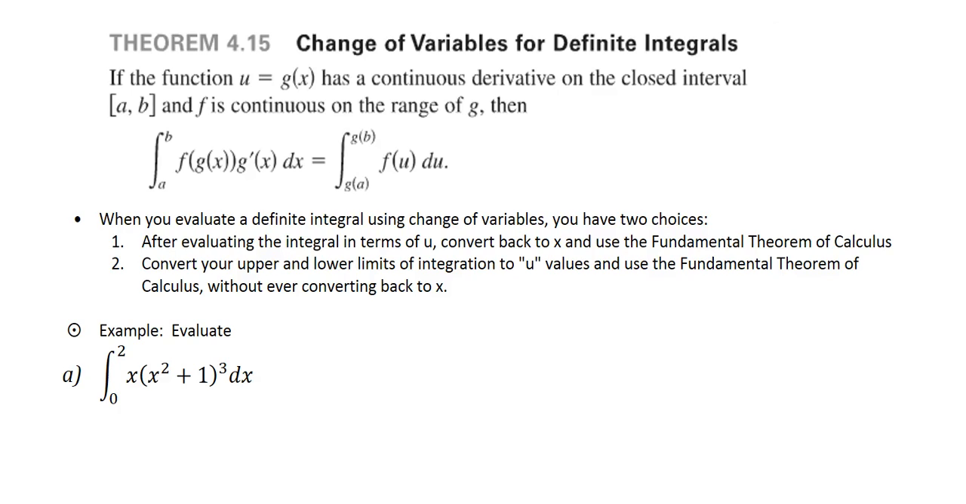So let's talk about how to change variables or use substitution if you have definite integrals, because this can be kind of tricky. Keep in mind that these bounds a and b are bounds on the variable x. So whenever you evaluate a definite integral using change of variables, you basically have two choices. Number one, after evaluating the integral in terms of u, you can convert everything back to x and then use the fundamental theorem of calculus as normal.